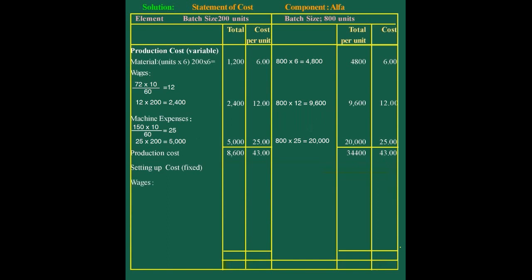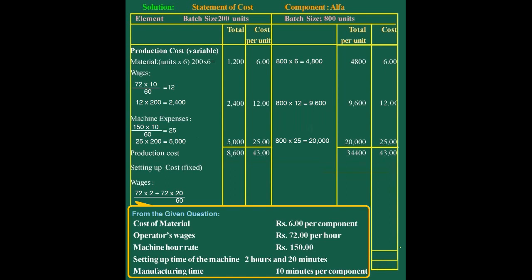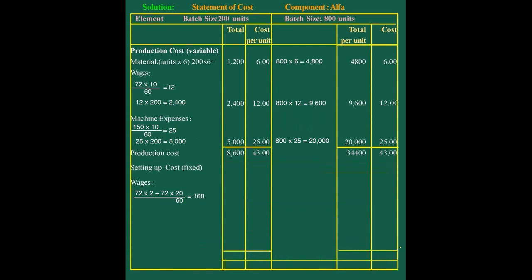Wages is equal to, again the setting up time is 2 hours 20 minutes. So wage rate is 72. 72 into 2 plus 72 into 20 by 60, 20 minutes divided by 60 minutes. For 60 minutes 72 rupees, 20 minutes how much? So that comes to total cost, that is 168. 168 is the setting up time cost.